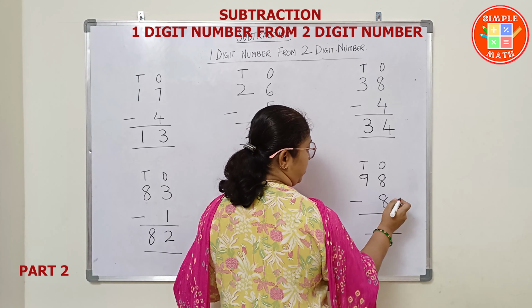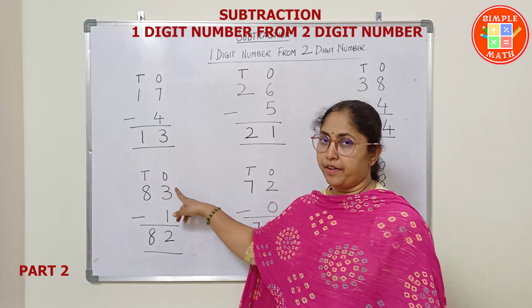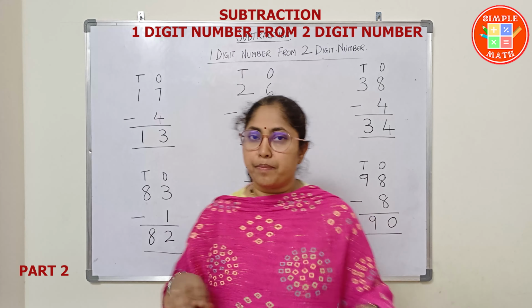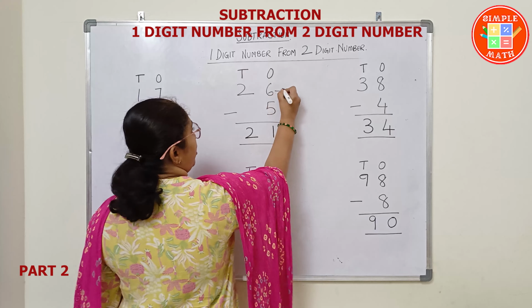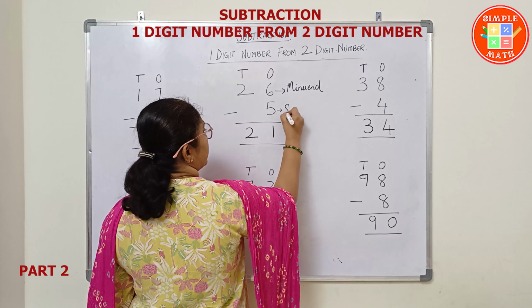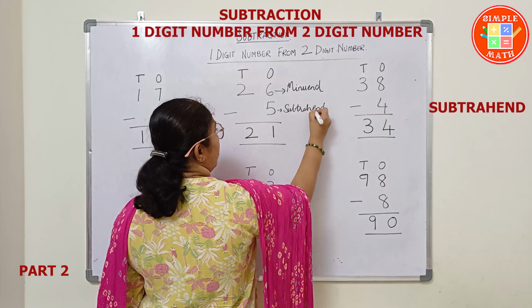Clear, children? So subtraction is taking away a smaller number from a bigger number. When you subtract 1 from any number, you get the before number. When you subtract 0 from any number, you get the same number. And when you subtract any number from itself, you get the answer 0. That is 8 minus 8, 0. The terms in subtraction are: the big number is called minuend, the smaller number is called subtrahend, and the answer is called difference.